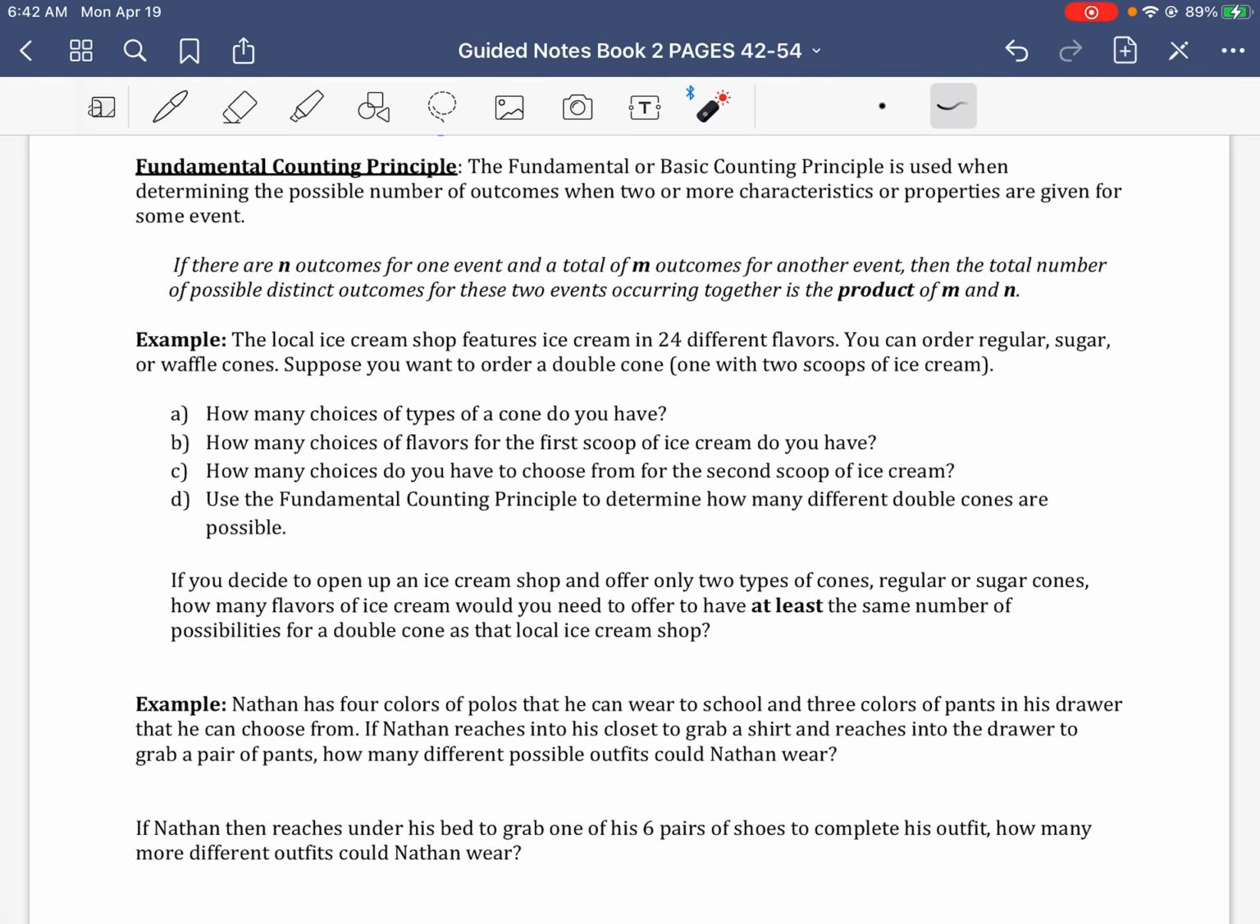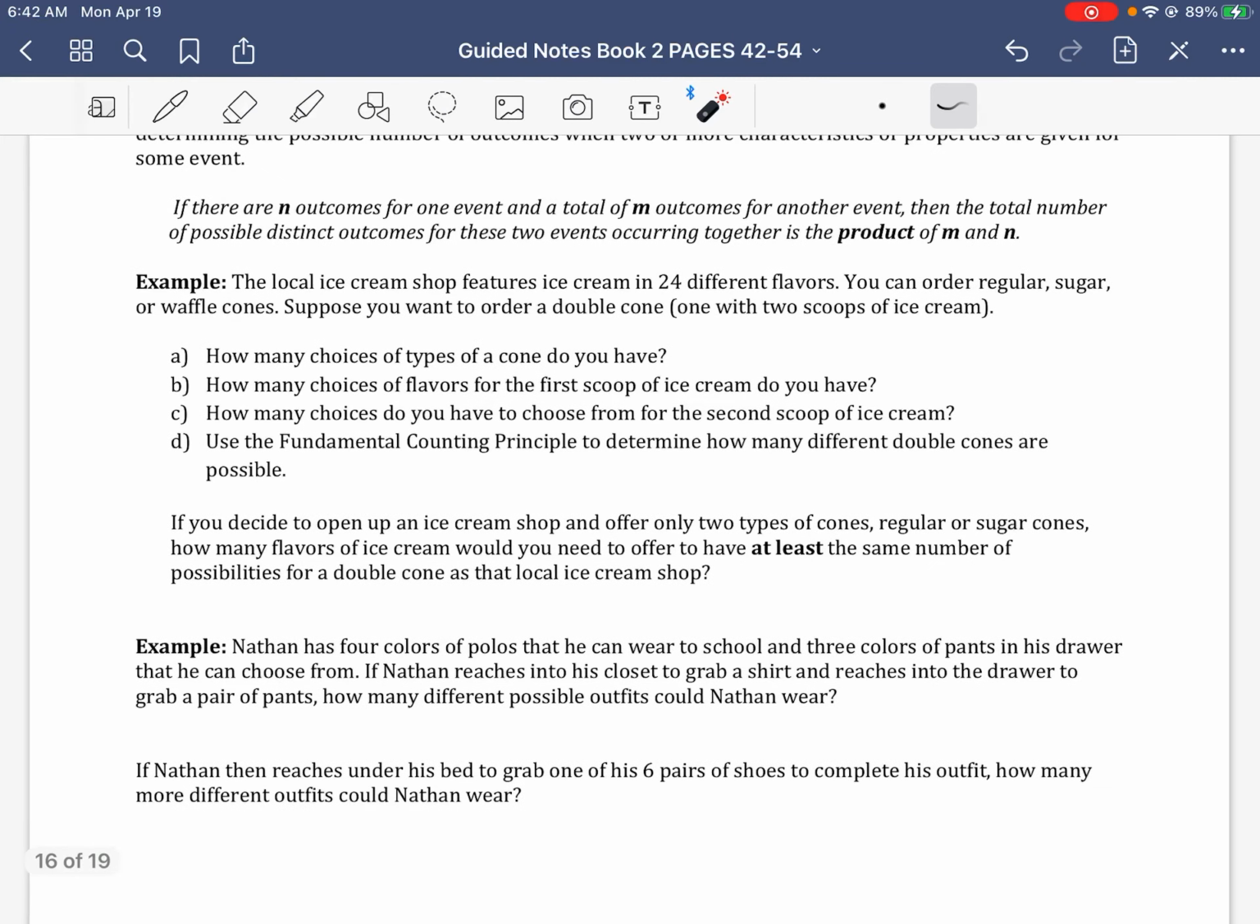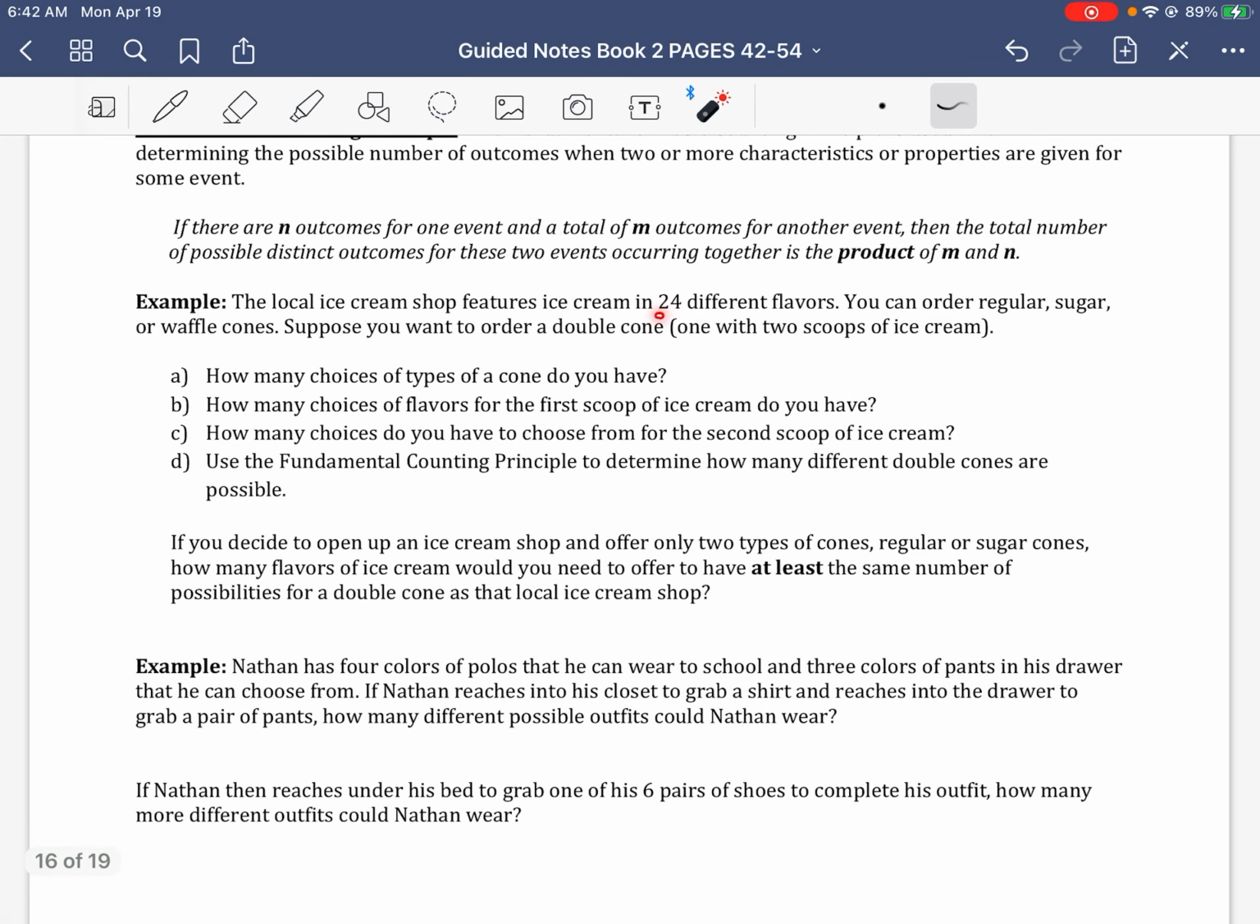So for example, it says the local ice cream shop features ice cream in 24 different flavors. You can order a regular, a sugar, or a waffle cone. Suppose you want to order a double cone, so one with 2 scoops of ice cream. So if we're looking for options, we could look at how many choices of cone you have first of all. And they said there's regular, sugar, or waffle. So there's 3 different types of cones.